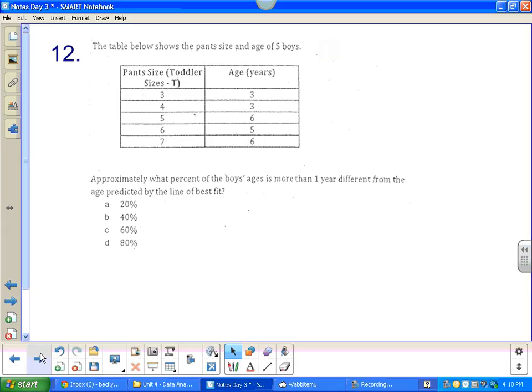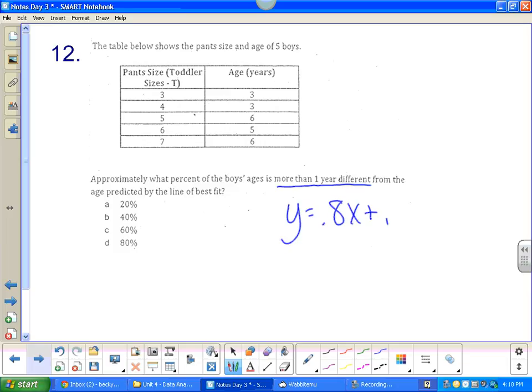Okay, the table below shows the pant size and age of 5 boys. Approximately what percent of the boys' ages is more than 1 year different? So the first thing I need is my prediction equation. And this one's really nice and tidy. Okay, and so again, reminder, these are x's and these are y's. So I'm going to plug in all my x's and get my prediction. So I'm plugging in all of these into this formula and getting my y's.